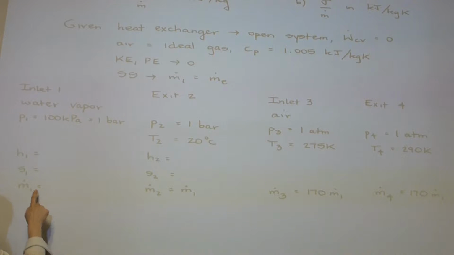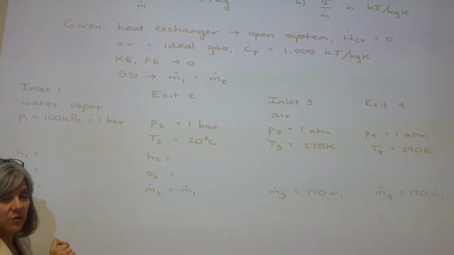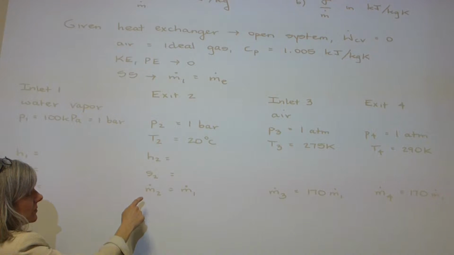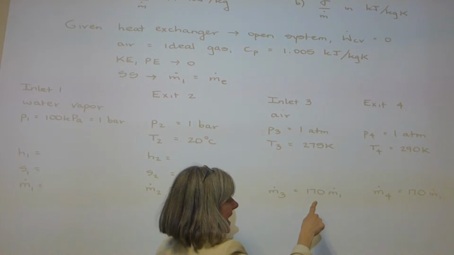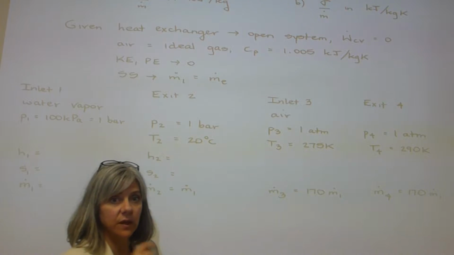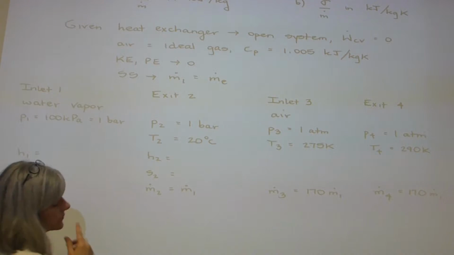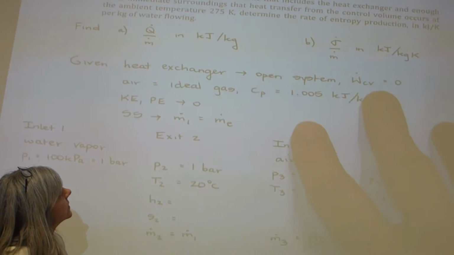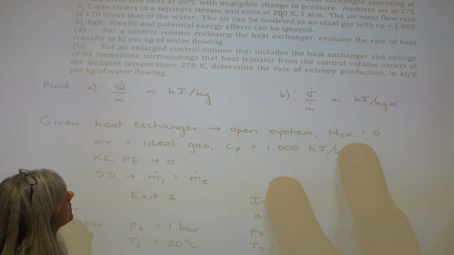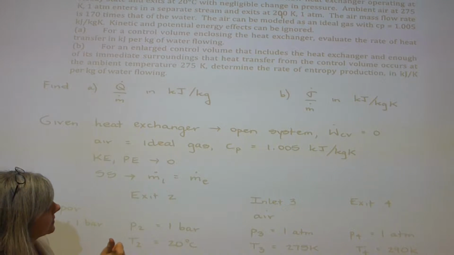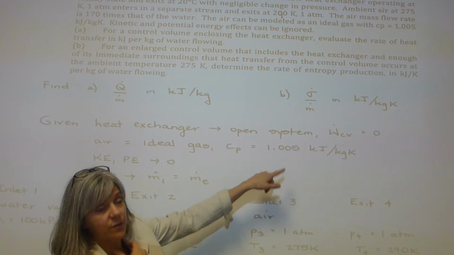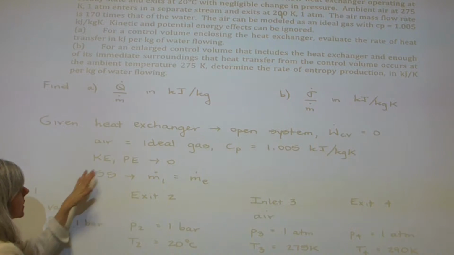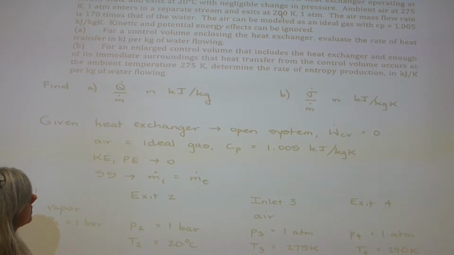I know that it's steady state, so I don't know what the mass flow rate is, but I know that it's the same for the water vapor, and I know that it's the same for the air, and I know that the air is 170 times as much as it is for the water vapor. What else do I know? Air can be modeled as an ideal gas, good news. Ideal gas, and we know its specific heat. We're going to ignore KE and PE pretty much as usual, and then we know we have steady state.